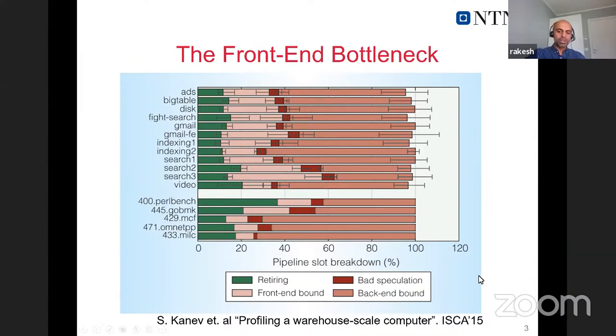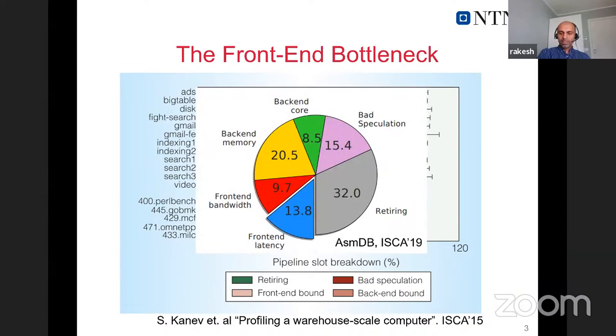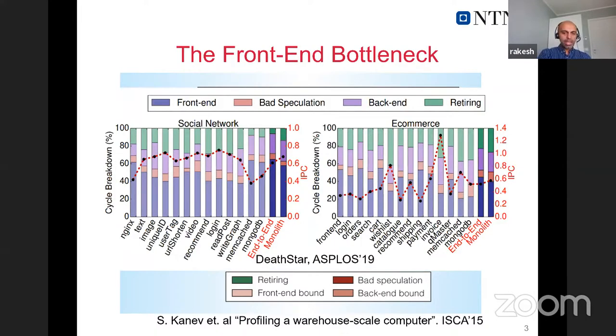Now, this study was quite a while ago, but things have not improved since then. These were the results published again from Google in 2019, and they also show around a quarter of cycles are spent stalled on the front end. And then again in 2019, at ASPLOS, these results were published showing that it doesn't matter whether you design your application as a monolithic application or microservices, they spend a significant amount of time stalled at the front end. For example, social networks is more than 50%. E-commerce is again somewhere between 40 and 50%.